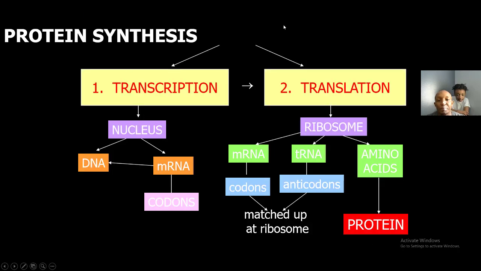So here's another look at protein synthesis. So let's look at this overview. So first part, transcription. Transcription starts in the nucleus, and we have that DNA, which is transcribed by mRNA, and the mRNA makes those codons for proteins.